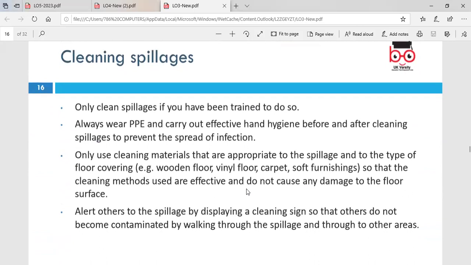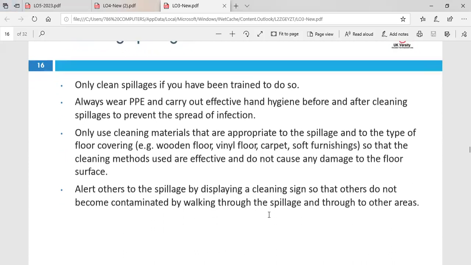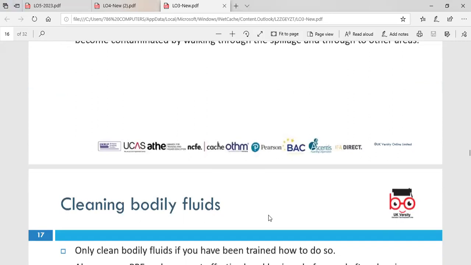Cleaning spillages: clean spillages if you've been trained to do so. Always wear PPE when you're cleaning and handling them. Only use cleaning materials that are appropriate for that surface. And alert others to the spillage by displaying clear signs. Otherwise, they would be contaminated also.